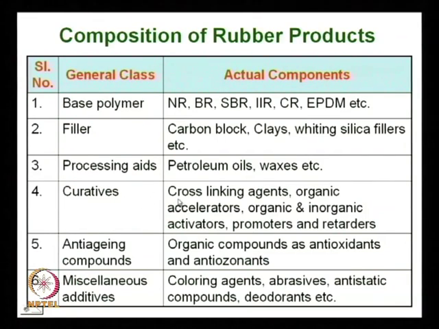Then comes curatives. Curatives are cross linking agents. I have already described the organic accelerators, organic and inorganic activators, promoters and retarders. There are also promoters, which promote this vulcanization, that means further increasing the vulcanization rate, sometimes promoters are used along with accelerators and accelerator activators. Then anti-aging compounds, organic compounds as antioxidants and antiozonants, miscellaneous additives, coloring agents, abrasives, antistatic compounds, deodorants, all these things.